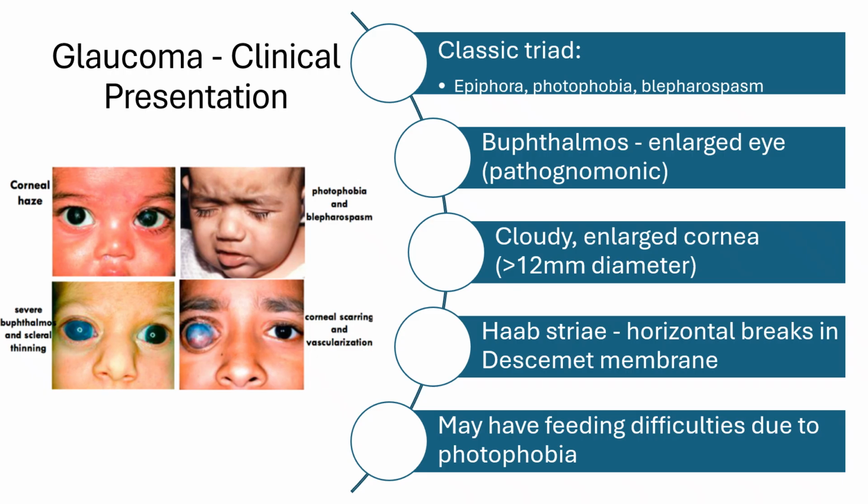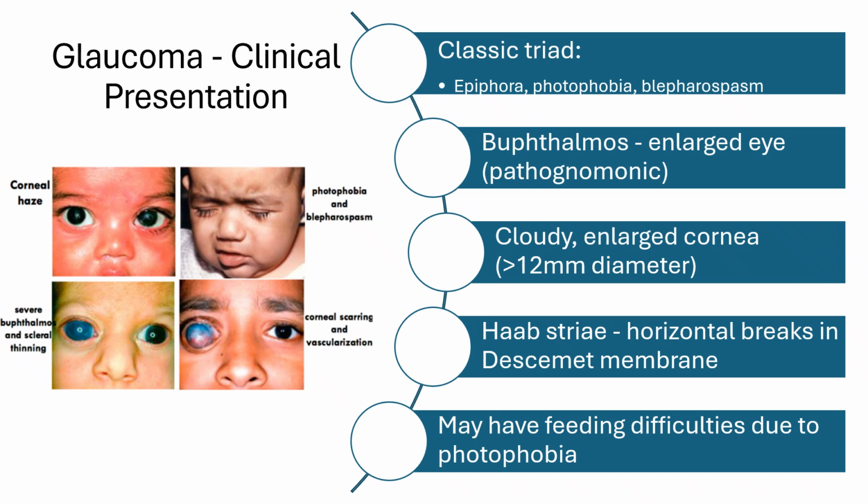Behavioral changes often accompany the eye findings. Infants become irritable and feed poorly, turning away from light sources. Parents report their baby seems uncomfortable in bright environments and sleeps better in darkened rooms. Some infants develop a preference for keeping their eyes closed.